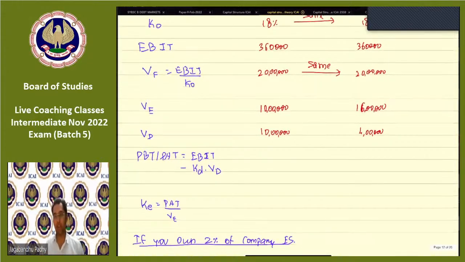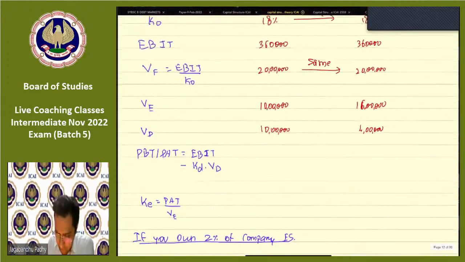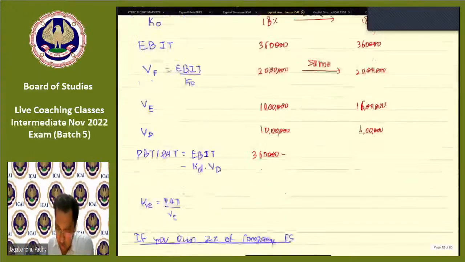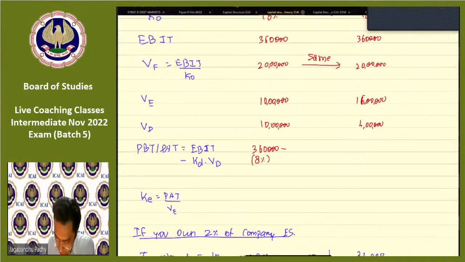Then since it's a no tax scenario, your profit before tax and profit after tax is one and the same. And how do we get the profit before tax over here? It is EBIT minus cost of debt into value of debt. Right? So that will work out to be EBIT is 3,60,000 minus cost of debt, 8% of debt, which is 10 lakh. 3,60,000 minus 8% of 10 lakh, which will be 2,80,000.